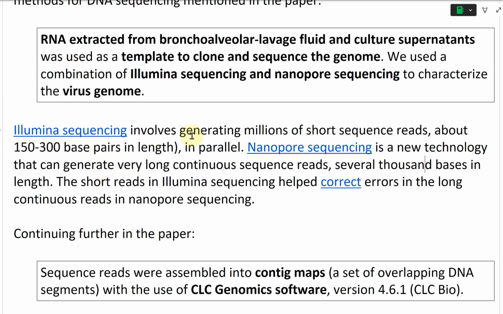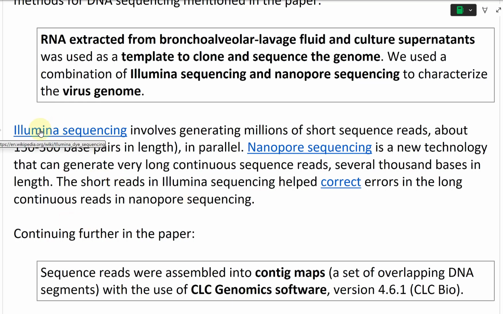Illumina sequencing involves generating millions of short sequence reads, about 150 to 300 base pairs in length, all in parallel, so doing it all at once. And nanopore sequencing is a new technology that can generate very long continuous sequence reads, several thousand bases in length. And the short reads in Illumina sequencing helped correct errors in the long continuous reads in nanopore sequencing.